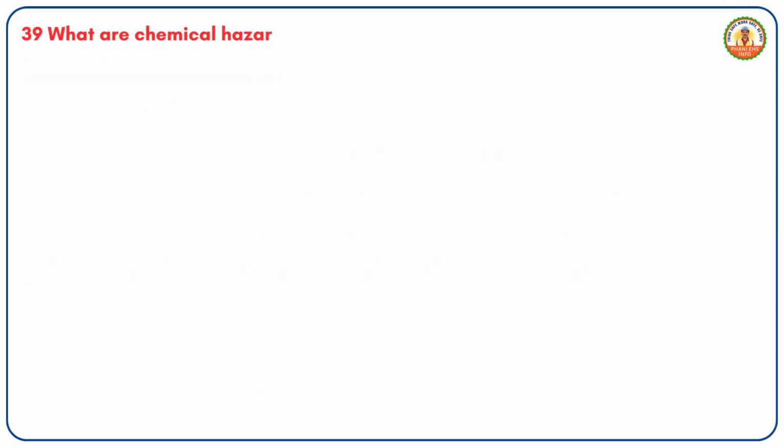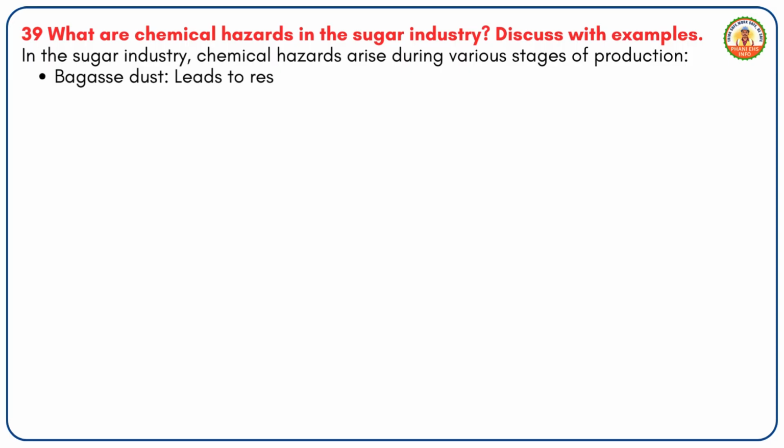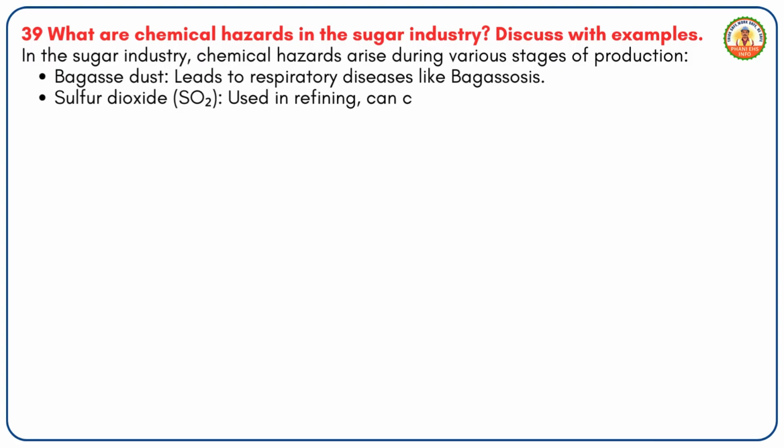39. What are chemical hazards in the sugar industry? Discuss with examples. In the sugar industry, chemical hazards arise during various stages of production. Bagasse dust leads to respiratory diseases like bagassosis. Sulfur dioxide, used in refining, can cause respiratory issues and asthma exacerbation.